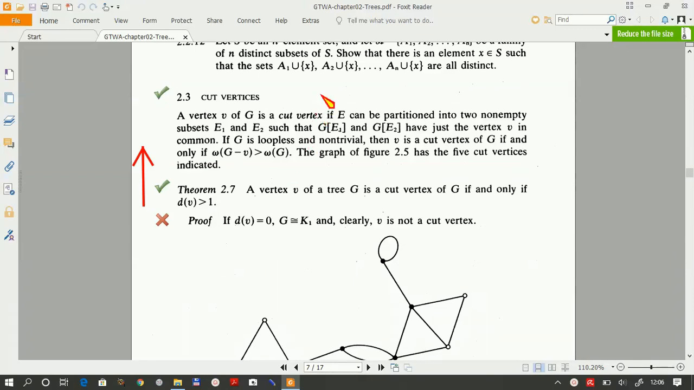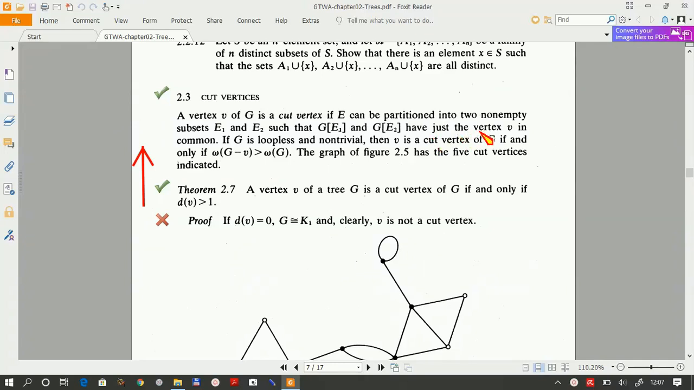It's like this. You define a vertex V of G a cut vertex if the set of edges can be partitioned into non-empty subsets E1 and E2, such that the graph induced by E1 and the graph induced by E2 have just vertex V in common.